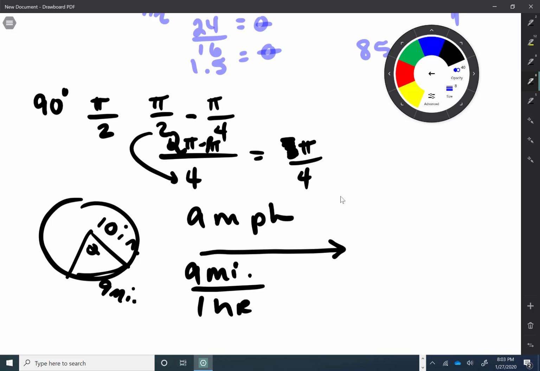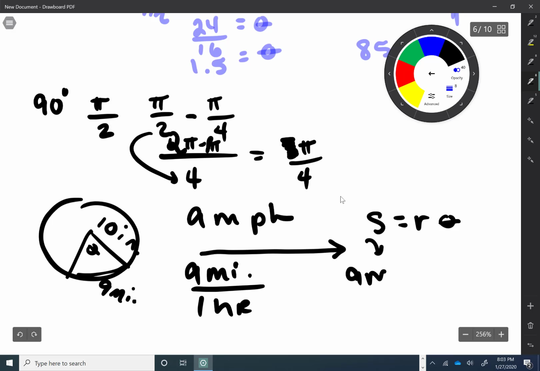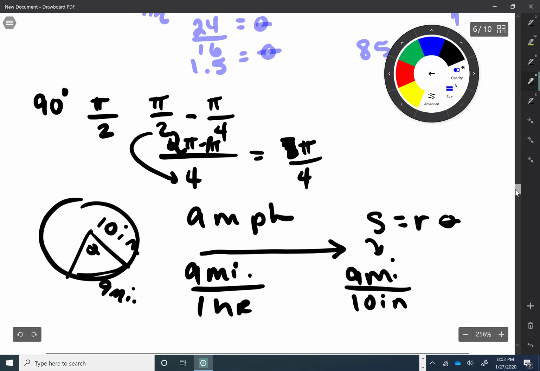I can't really use that right now because all that tells me is the linear speed and the time. So I could use this in my formula, S equals R theta, to get the angle, because I know that I've gone 9 miles. I know that I have a radius of 10 inches, but I can't mix miles and inches. So I'm going to have to do some conversions to get that theta.